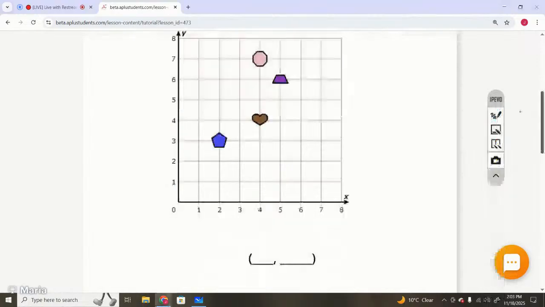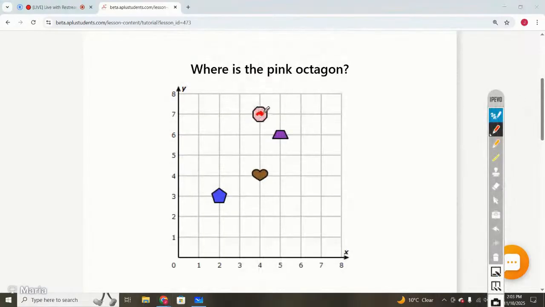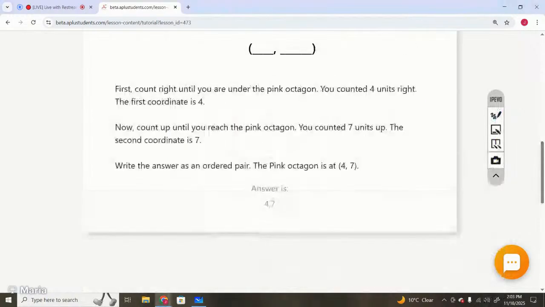Where is the pink octagon? So you need to find the location. We are going to find the location of the pink octagon. Here it is, right? You need to match it to the x-axis. Just draw this line till the x-axis. So the location of the pink octagon on the x-axis is 4, and if you match it to the y-axis it would be 7. So the pink octagon is at the point 4, 7. The first value is always the x coordinate, the second value is always the y coordinate. The value is 4 and 7. Got it?